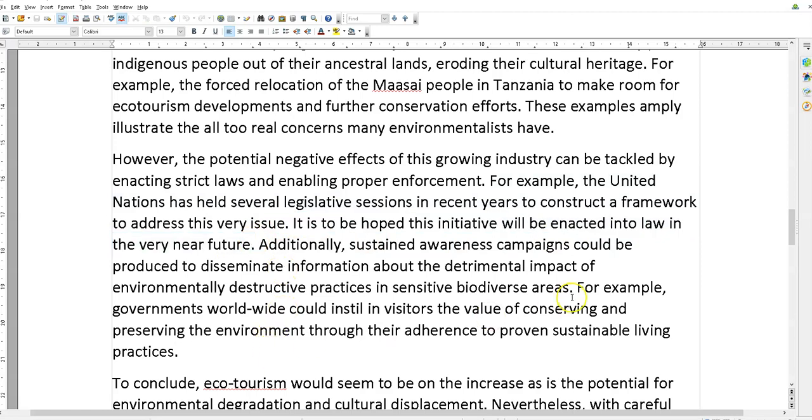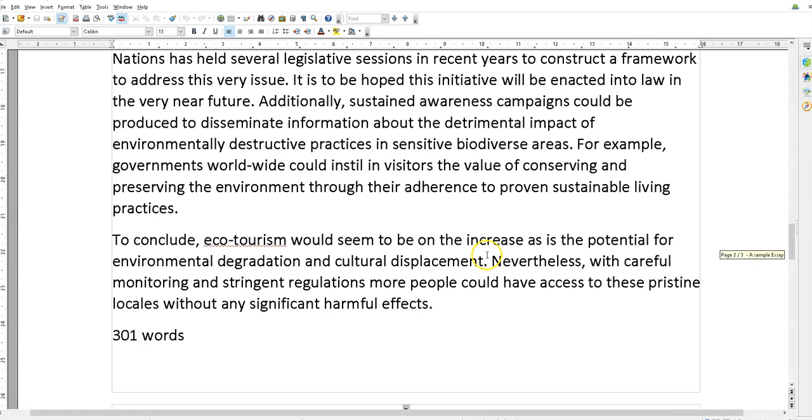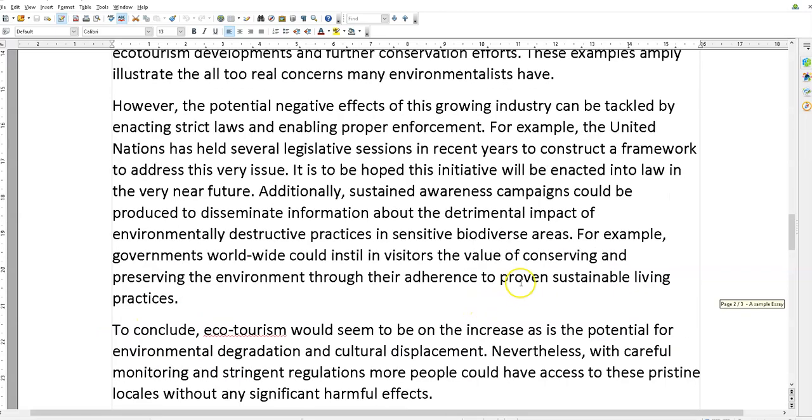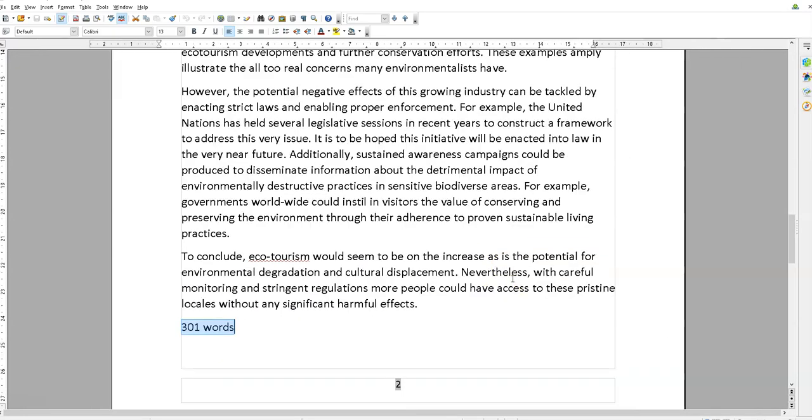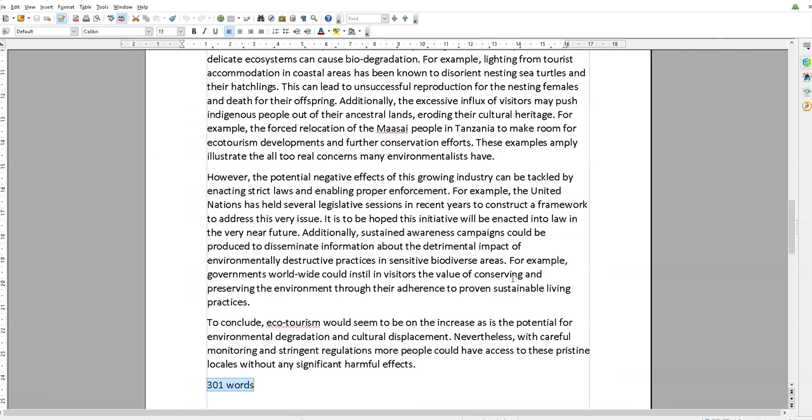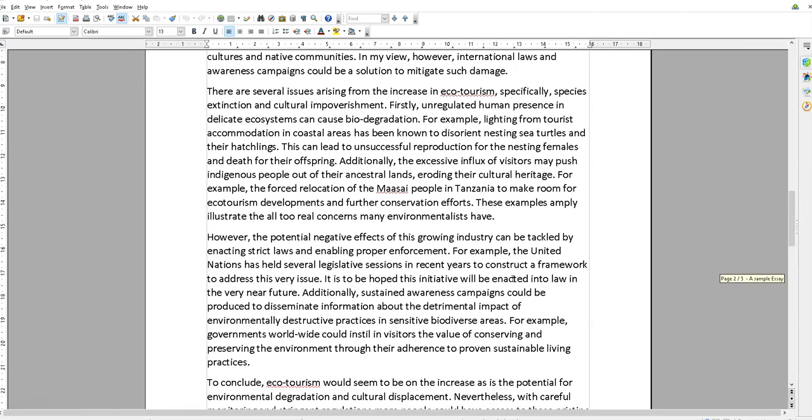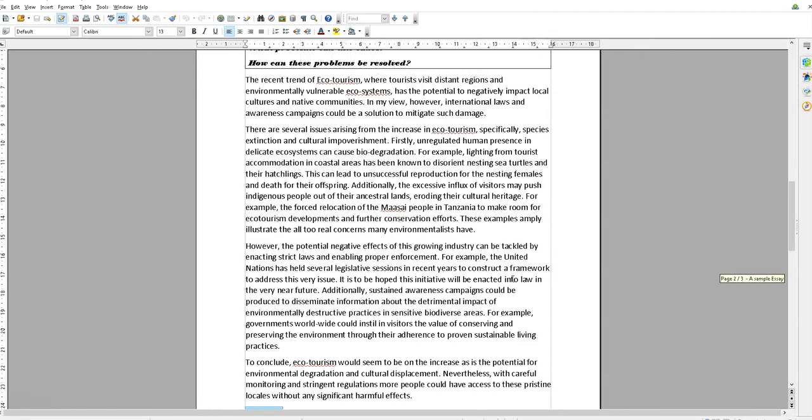And I was talking about how governments could educate their people not to go to these places or to be aware of the danger or harm that they could cause in these areas. So the whole thing was only 301 words. I'll just put it up so you can pause it and read the whole thing if you can get it all on. Have a look. It's a bit small, but you can pause it, take a picture, and read it. Okay?